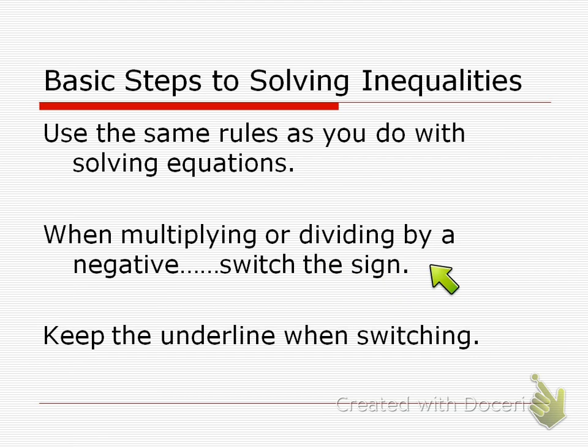If you multiply or divide by a negative number, you have to flip the way the inequality is facing. Anytime you flip it or switch its direction, if it was underlined, keep it underlined. If it was an or equal to, it should still be an or equal to. So just be aware of that. That is the only difference. What are your questions on this?